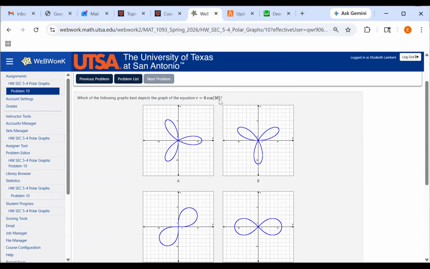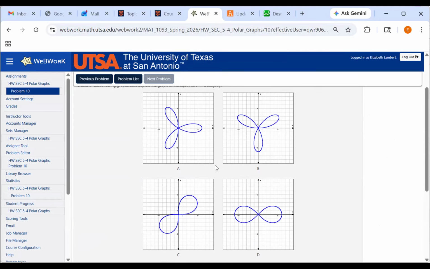And then 6 cosine 3 theta, this is actually going to be A or B. The cosines are top-bottom symmetric, so it should be A.